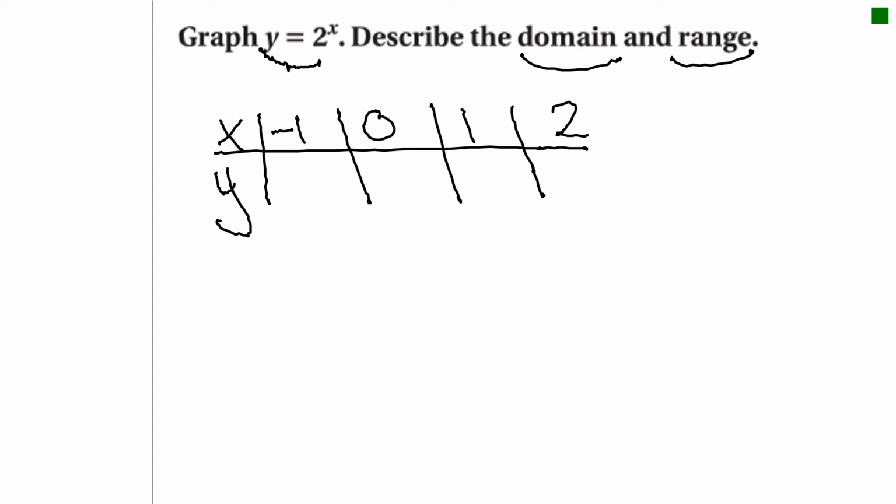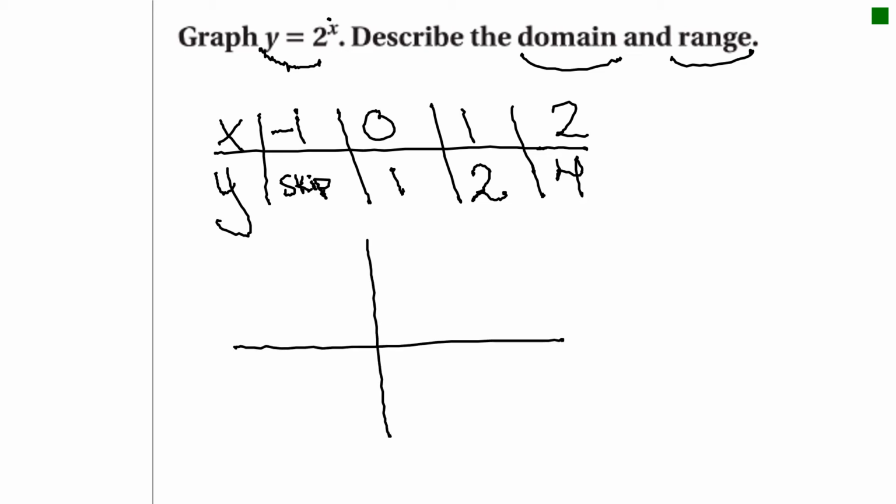When we plug -1 in for x, we haven't figured that out, so let's go ahead and skip, and we'll come back to that. For 0, 2 raised to the 0 happens to be 1. 2 raised to the first exponent happens to be 2, and 2 squared happens to be 4. So we're going to graph this now. My little ghetto graph. I hope you guys are using your graph paper notebook so it looks nicer. All right.